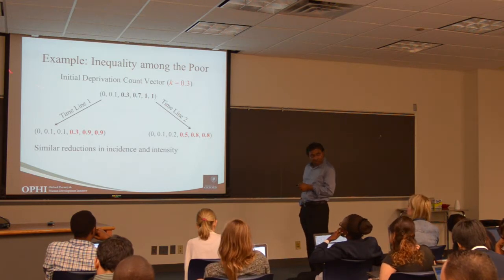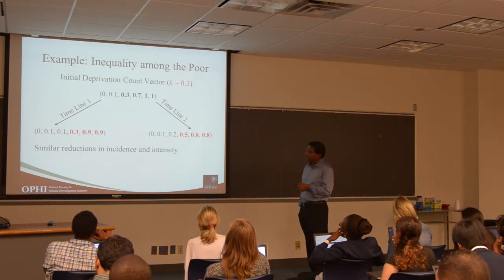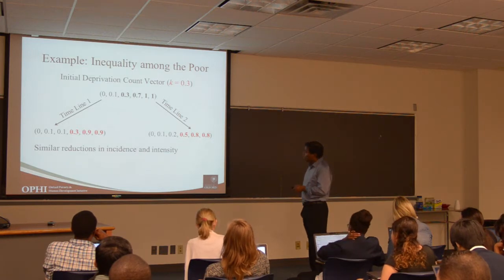And so you have obtained from this deprivation score vector, in timeline 1 this and in timeline 2 this. Okay? So when you move from here to here, incidence has gone down. Right? What about intensity?